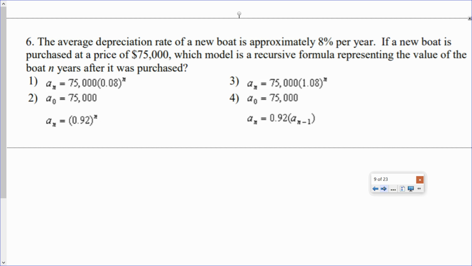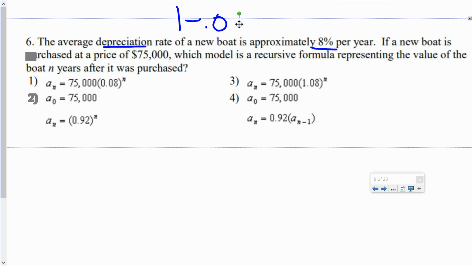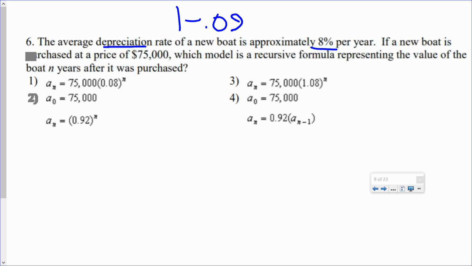Number 6, the average depreciation rate of a new boat is approximately 8%. It's depreciating by 8%. So we are subtracting 0.08 from 1. Or think of it as if I am losing 8%, what am I keeping? I'm keeping 92% or 0.92. If a new boat is purchased at a price of $75,000, which model is a recursive formula representing the value?